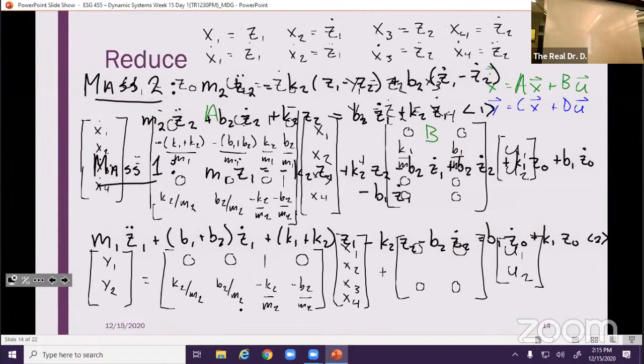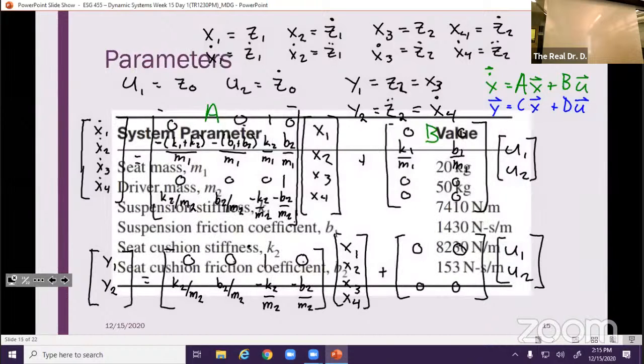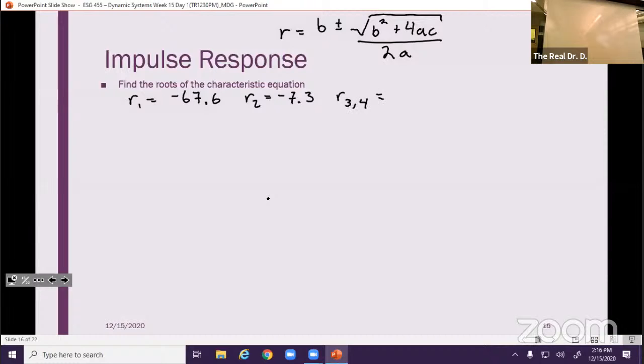So what are the roots? Good question. I will tell you them in a second, once I navigate my way back through all of the slides. So what are the roots? If you were to solve for the roots, you would get two real distinct roots and a complex conjugate pair of roots. That's what you would get.